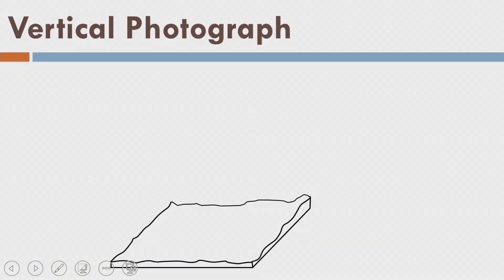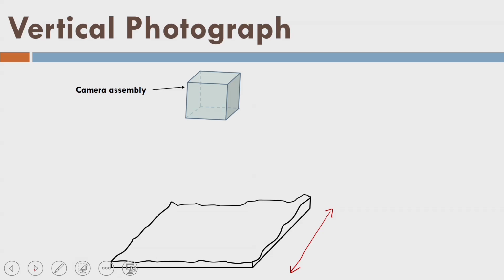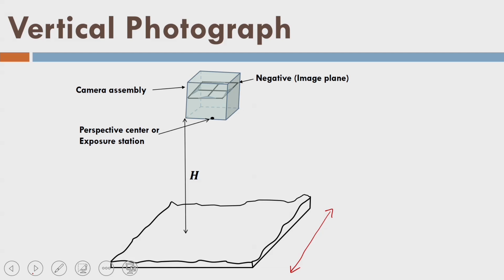In the previous slide, I assumed that the camera optical axis and the nadir line or the gravity line are matching. What does it mean? Let us say there is a terrain, and this distance is a swath. This is the camera assembly, this is the flying height h, this is the negative image plane, and this is the exposure center where all the rays from the terrain meet and then diverge again towards the image plane. This is the optical axis shown here.